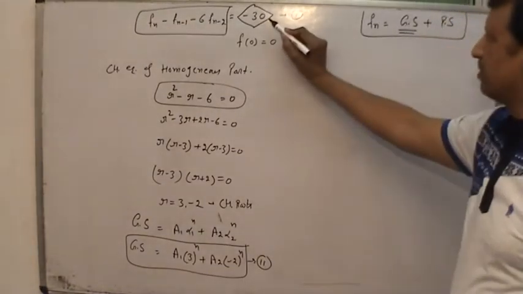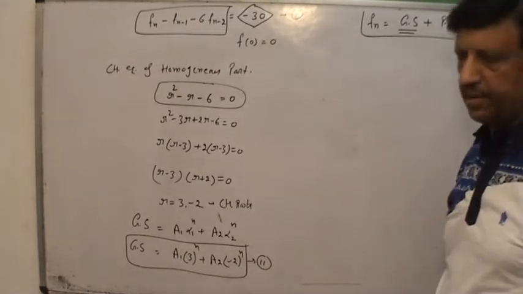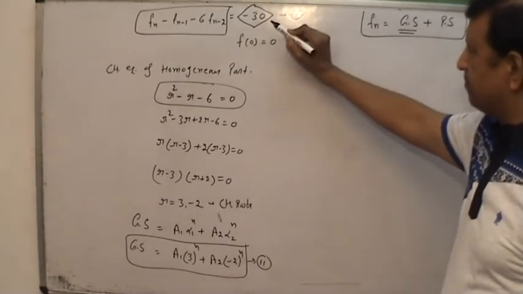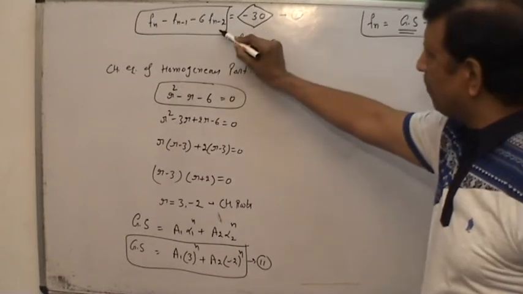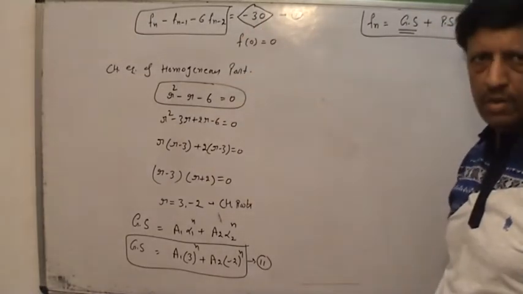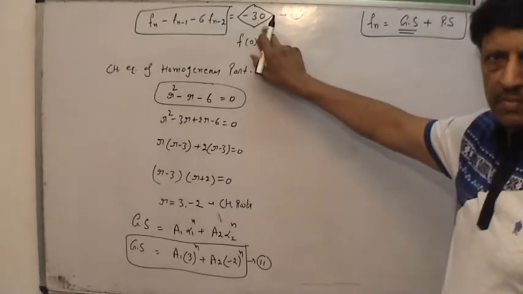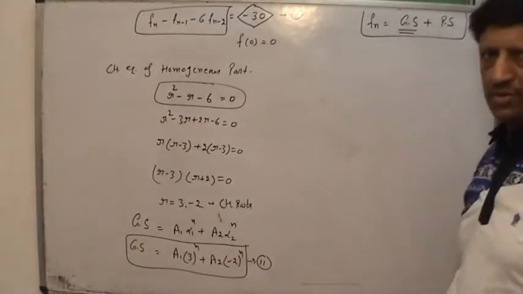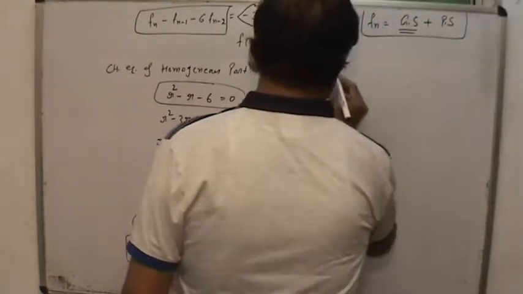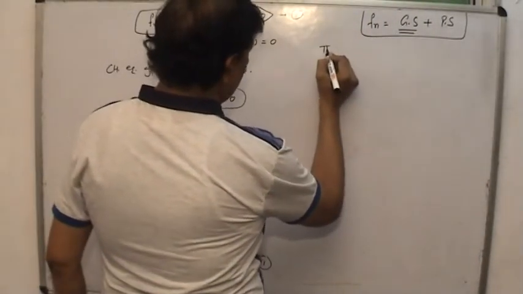Now, what about this term minus 30? This 30 has converted this homogeneous recurrence relation into a non-homogeneous one. So it requires special treatment. That is the particular solution. Now, the particular solution.